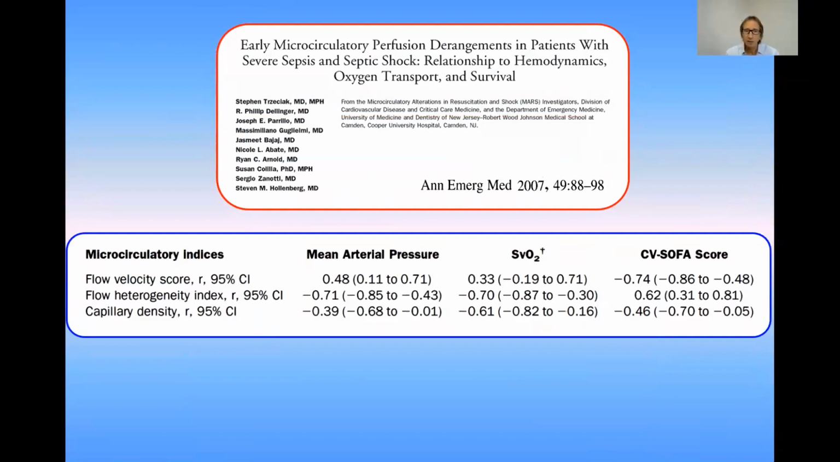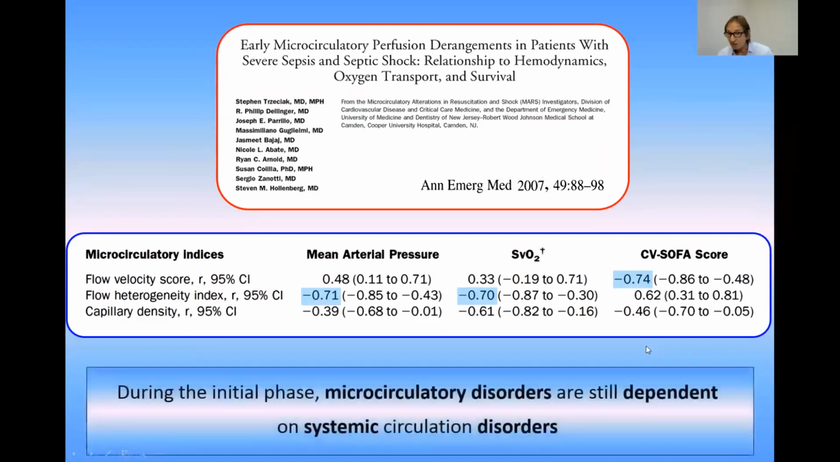As you can observe, the microcirculatory indices are well correlated with MAP, with SVO2, and with the cardiovascular SOFA score, indicating that during the initial phase, microcirculatory disorders are still dependent on systemic circulation disorders. And of course, it's not absolutely necessary to monitor microcirculation if the variables are well correlated to the usual systemic blood flow variables.